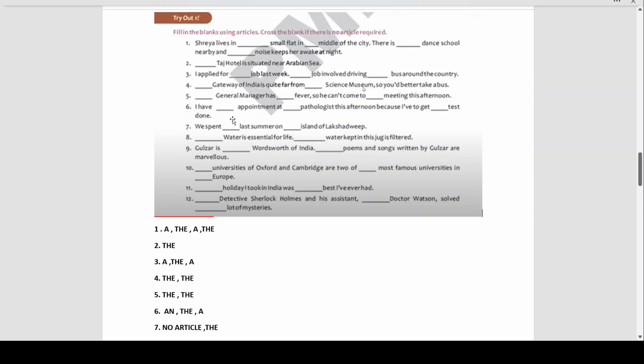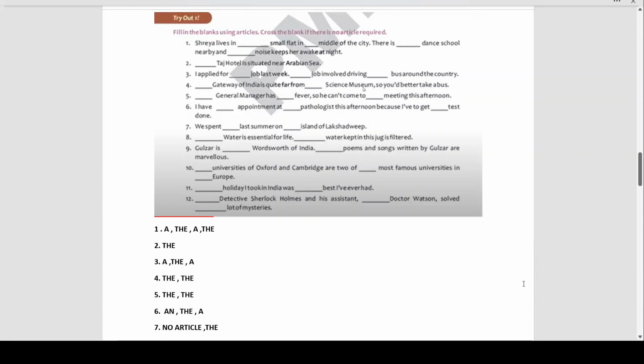Number six, I have an appointment at the pathologist. An appointment, because I don't know what time. This afternoon, but I don't know what time. So I have an appointment. Why an? Because it is starting with the vowel A. I have an appointment at the pathologist. I know I am going to a particular path lab, and therefore definite, the pathologist this afternoon, because I have to get a test done. I have to get a particular test done.